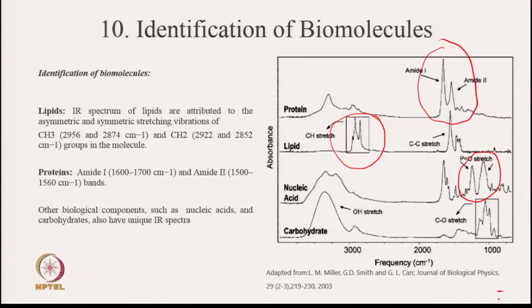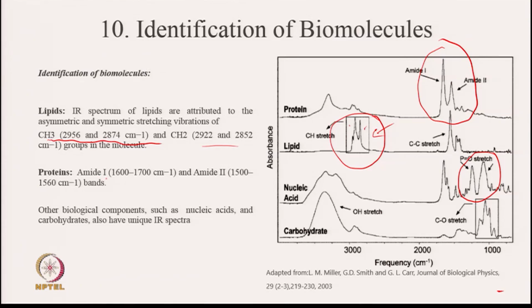The IR spectra of lipids are attributed to the asymmetric and symmetric stretching vibrations of CH3, which is between 2956 and 2874 centimeter inverse, which is here, and CH2, which is between 2922 and 2852. So, these are the asymmetric and symmetric stretching vibrations of lipid, and they can be utilized to know the presence of a lipid in a sample.